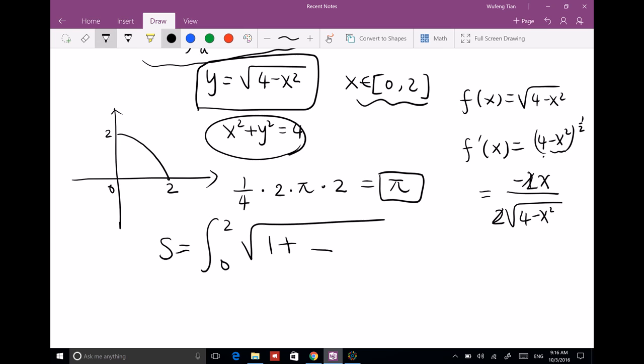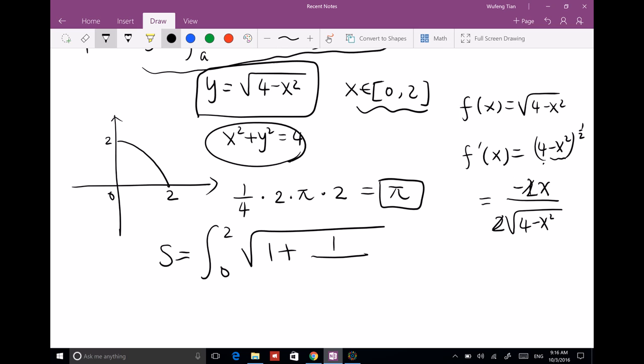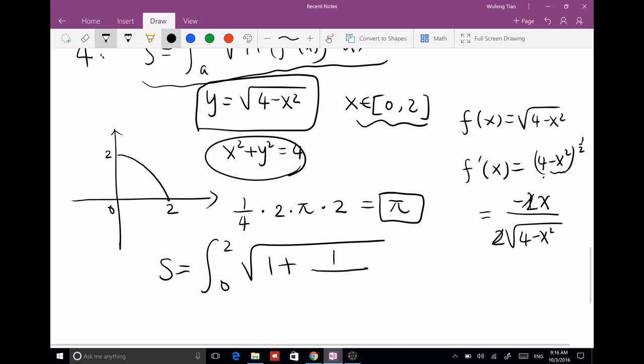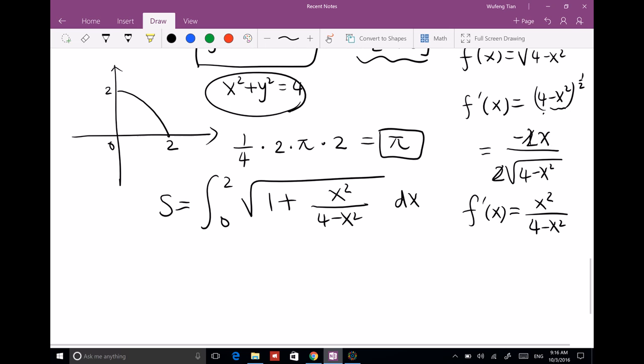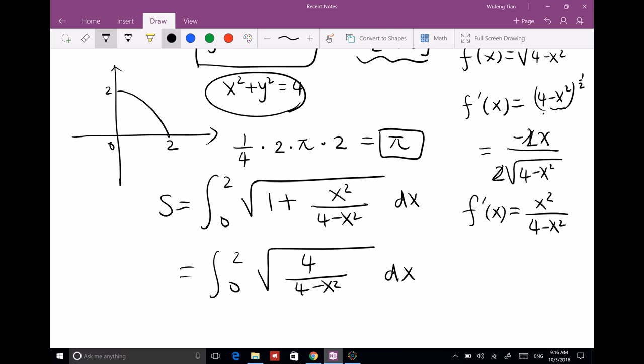Because the formula uses the square of the derivative, you square this, and it equals x squared over 4 minus x squared. So the answer is going to be the integral of x squared over 4 minus x squared dx. Okay, and then we have this answer right here. It's going from 0 to 2. You can simplify that with a common denominator, and the answer is the integral of 4 over 4 minus x squared dx.